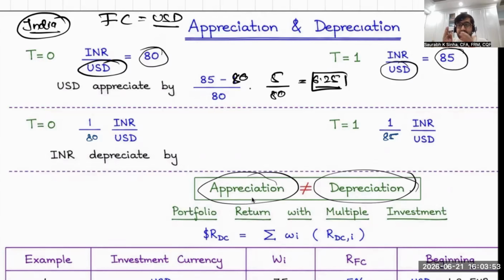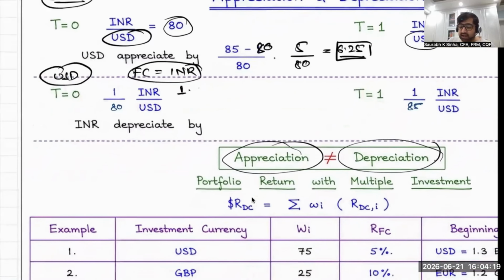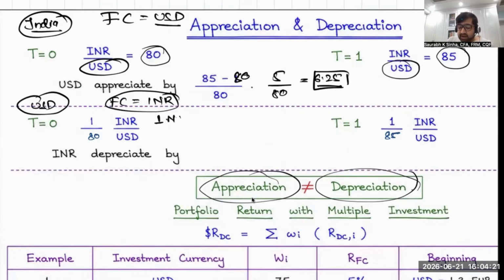That's fine. But I cannot call this the depreciation of INR, because if I flip it and say that a person is investing from USD and the foreign currency is INR, then please understand the depreciation is not 6.25%, because one INR value at the initiation is 1 upon 80.